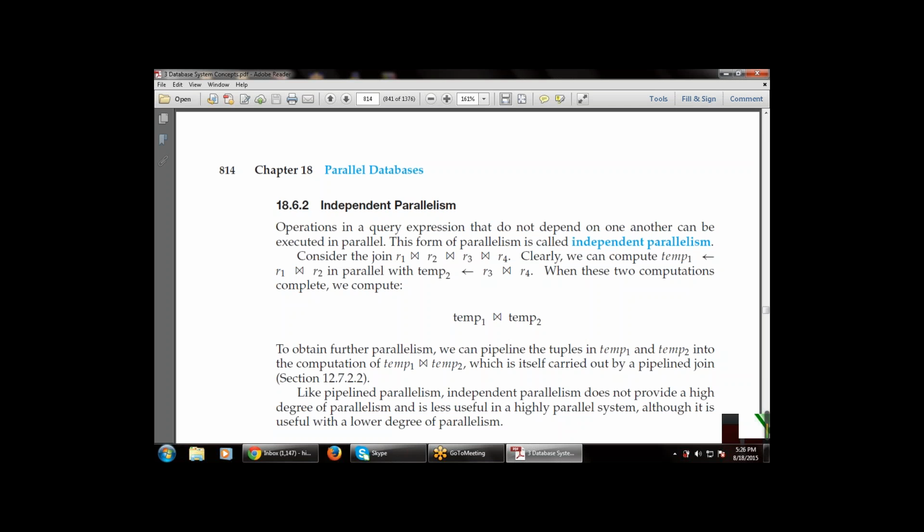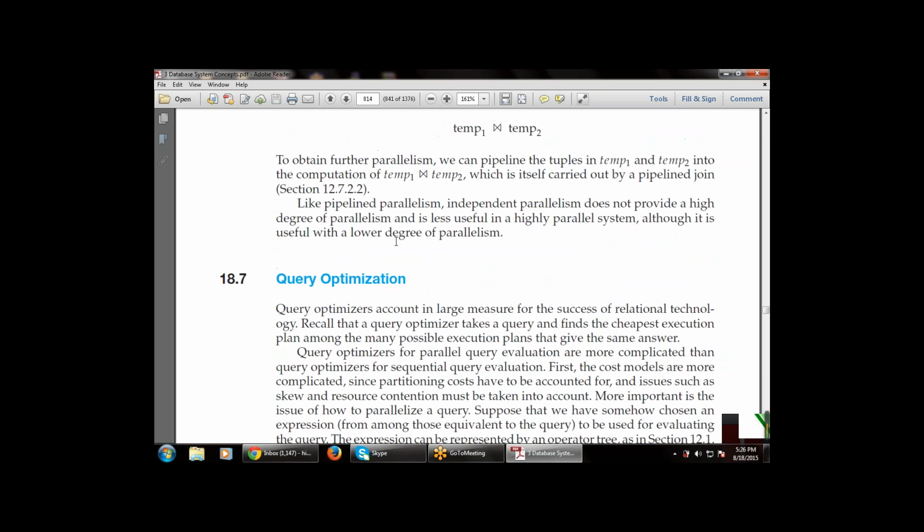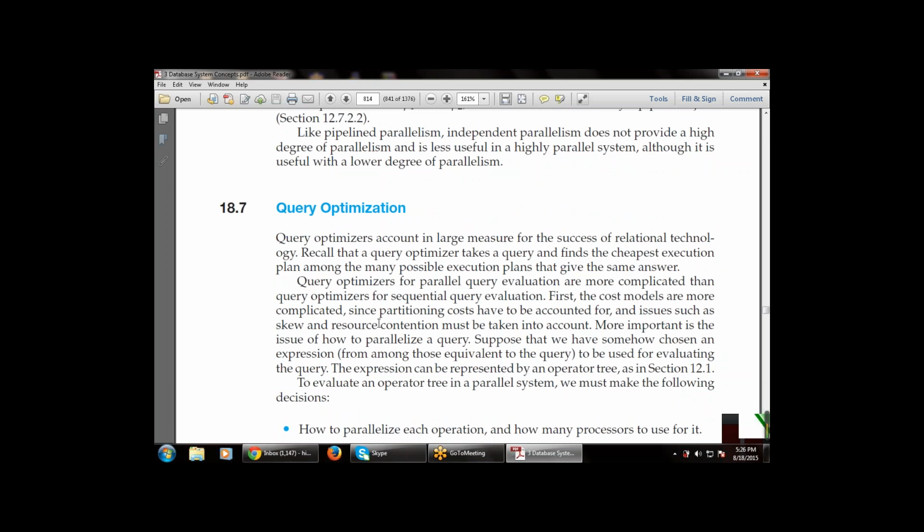Like pipeline parallelism, independent parallelism also provides a degree of parallelism. Then next is query optimization, that is, how to optimize the query, and what are the various techniques to optimize the query.